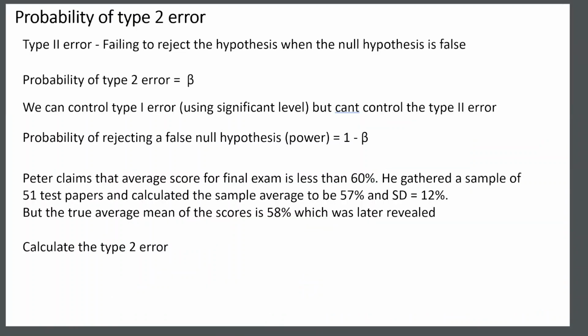Okay. So far we have discussed finding the probability of type 1 error, which is the significance level. Now we will discuss how to find the probability of type 2 error. Type 2 error is, as we discussed, failing to reject the null hypothesis when the null hypothesis is false. The probability of type 2 error is given by beta, and we can control the type 1 error by setting the significance level. But we cannot control the type 2 error. So type 2 error is an uncontrolled type of error.